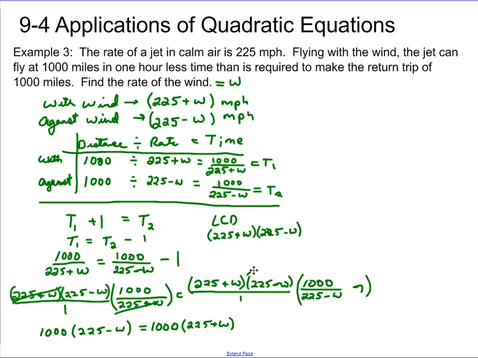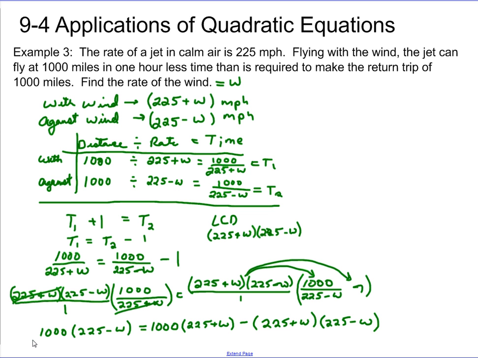Then I take this quantity and distribute it to the 1 following our subtraction sign, so it's minus the product, 225 plus W times 225 minus W. Okay, this is going to take a little bit of work to figure it out, but I think that we can get it without too much trouble. So we're going to take this and multiply it out.